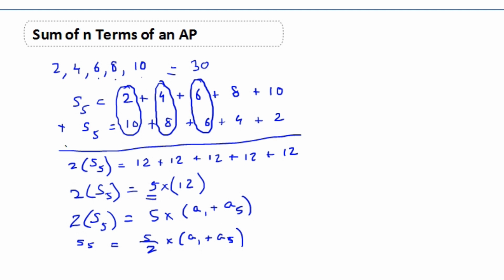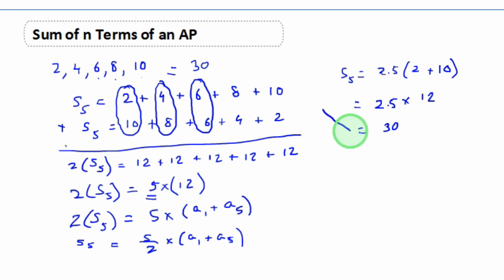So let's see, the sum of 5 terms is equal to 5 over 2, which is 2.5, multiplied by the first term, which is 2, plus the last term, which is 10. So that gives me 2.5 multiplied by 12, and that indeed is 30. So 30, the sum of the 5 terms, is the same as we have got here.